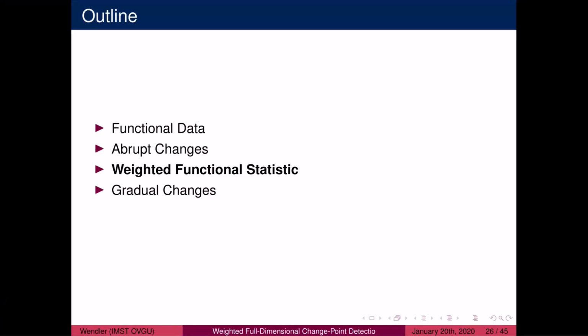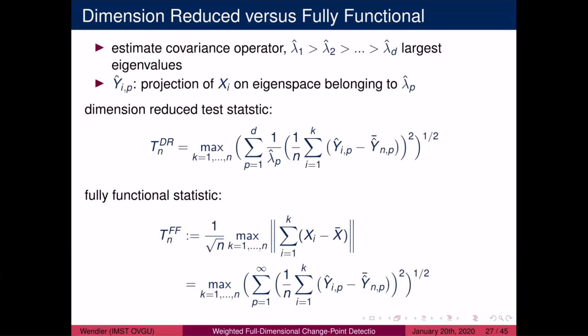Now what about this weighted functional statistic, which I promised you? For this, I remind you of our two test statistics, the dimension reduced and the fully functional, which are based on these CUSUM statistics based on the projections. In one case, you sum them up to infinity. In the second case, you sum only finitely many up, but you divide by these eigenvalues.